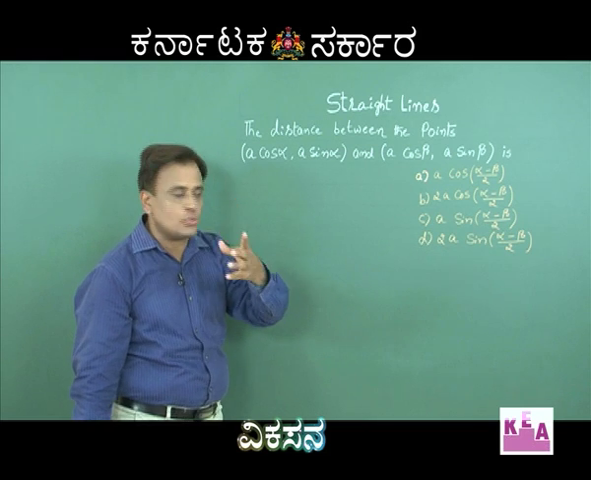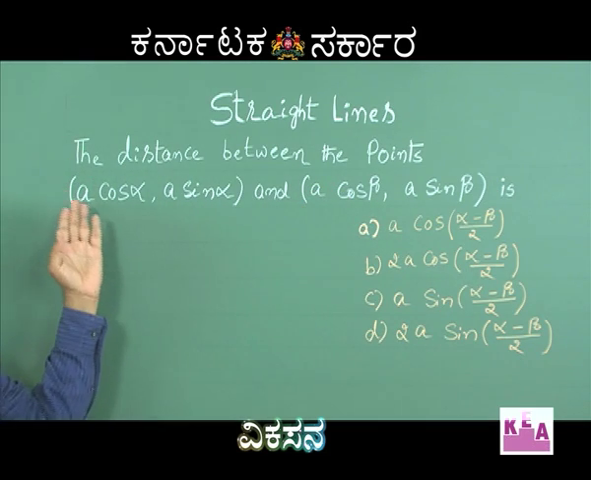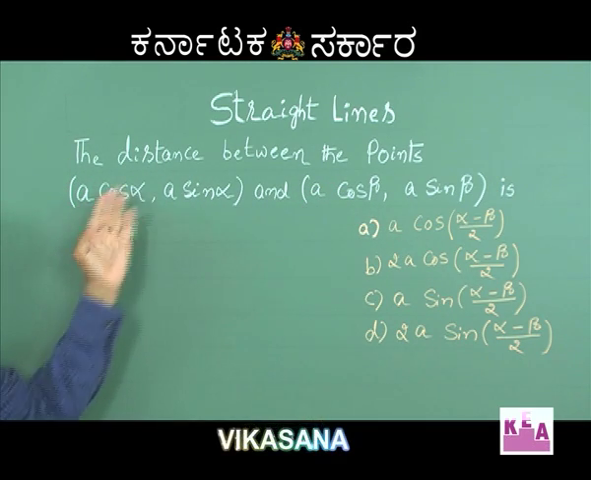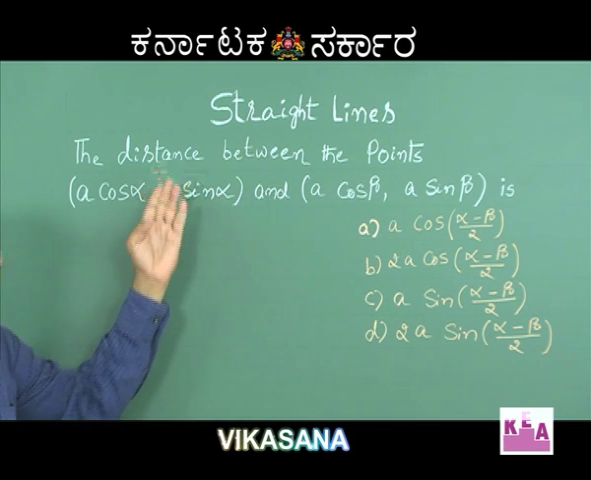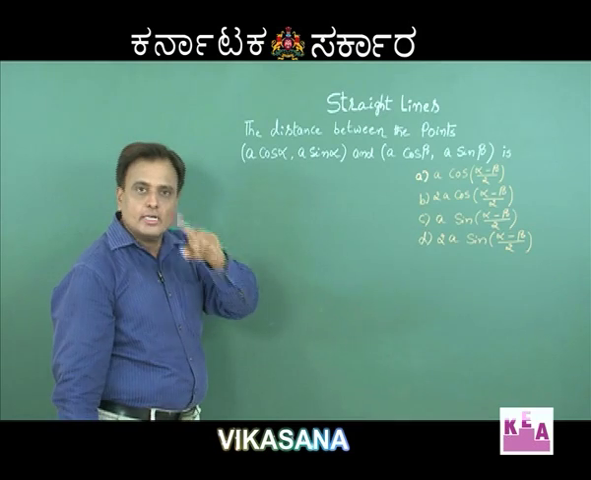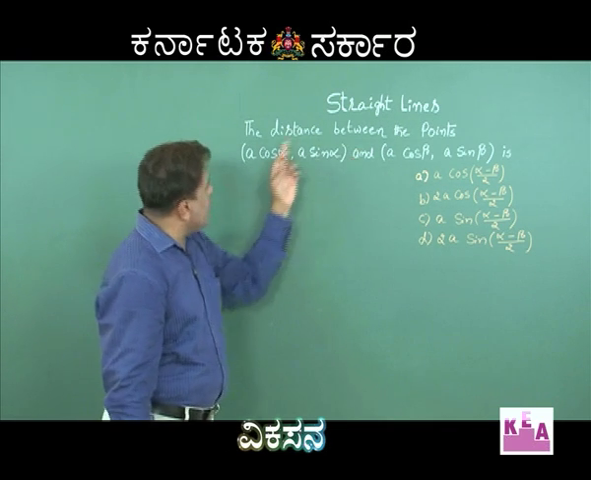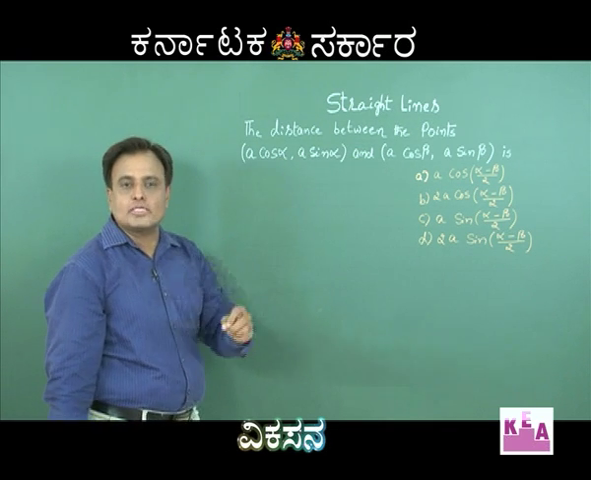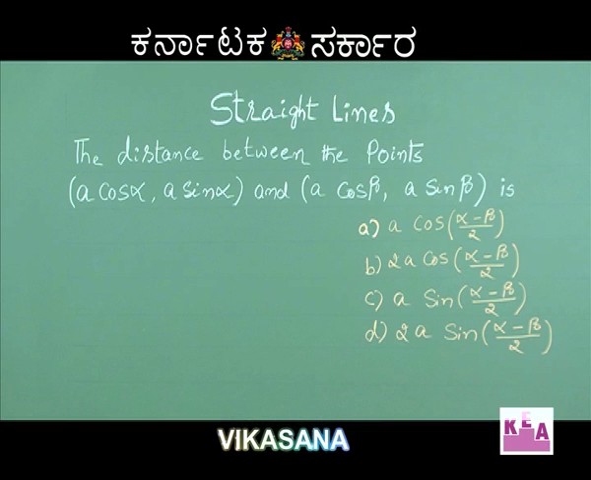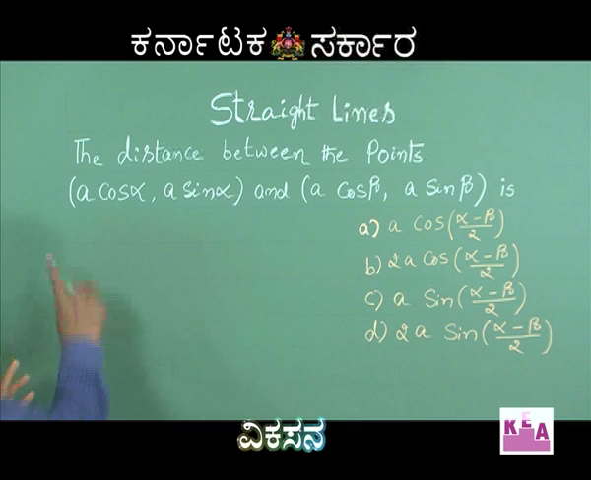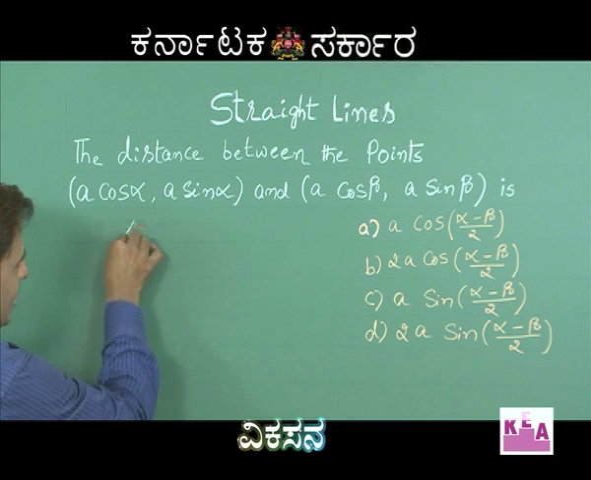If you apply the distance rule, square root of (A cos beta minus A cos alpha) whole square plus (A sin beta minus A sin alpha) whole square. But for cos beta minus cos alpha, you need to apply the cos C minus cos D formula. It takes a lot of time. So to solve this problem, I am going to give a shortcut technique.